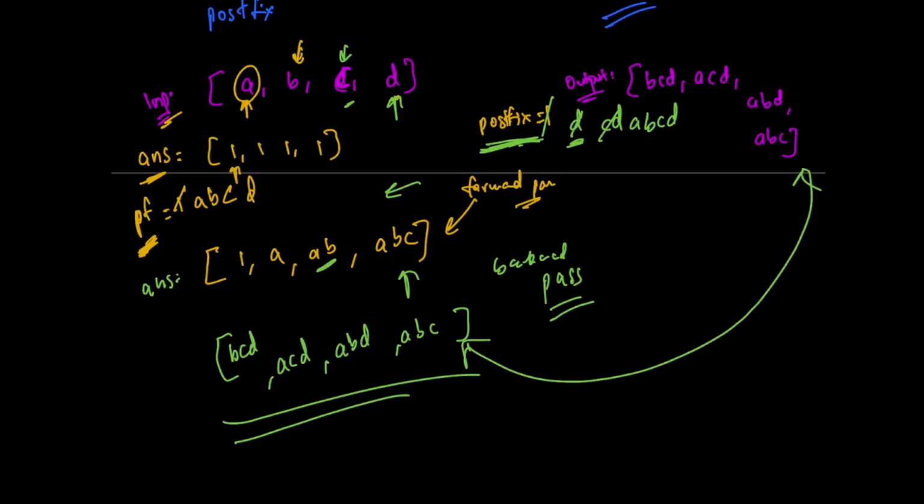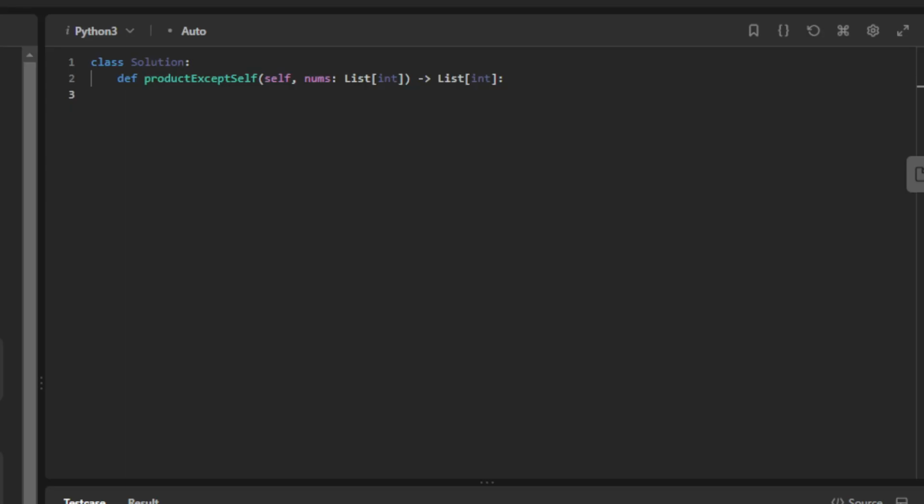Let me show you how to code this in 2 iterations. As we discussed, we would need 2 variables. One is prefix, comma, postfix, and initialize both of them to 1. We'd require an answer array, which would be the same size as our input array nums.